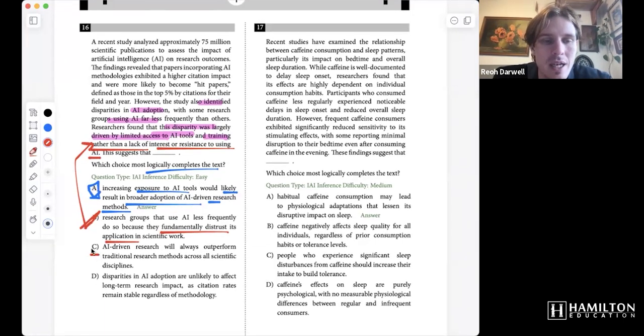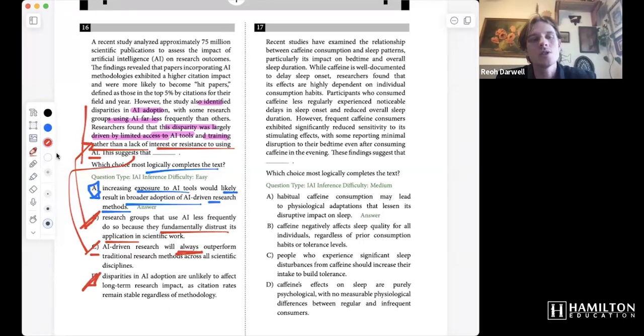C, okay. This isn't logically coherent with what's coming directly before it. Also we have a too extreme distractor with always outperformed traditional research methods. And then finally, D is sort of like a plausible but unrelated distractor, right? Even if D were plausible or were true, would it have any relation to these last sentences saying that there are disparities that are driven by limited access? No, it has no relationship to that whatsoever.